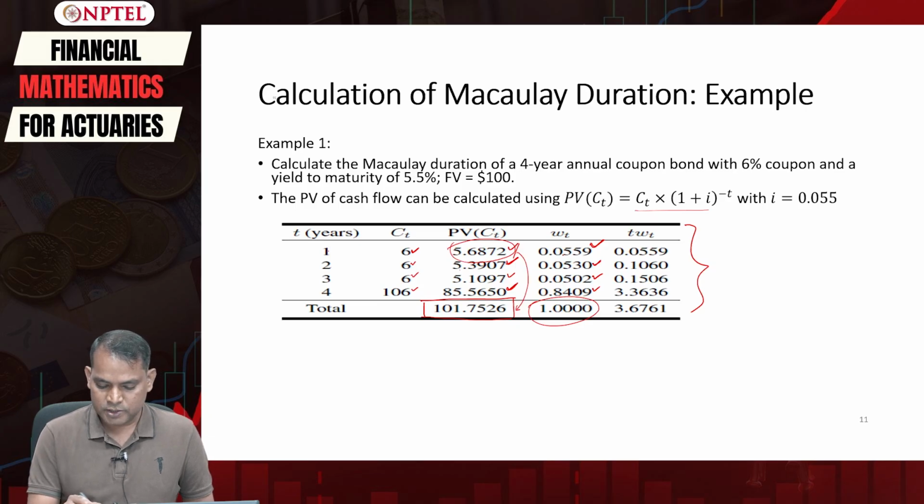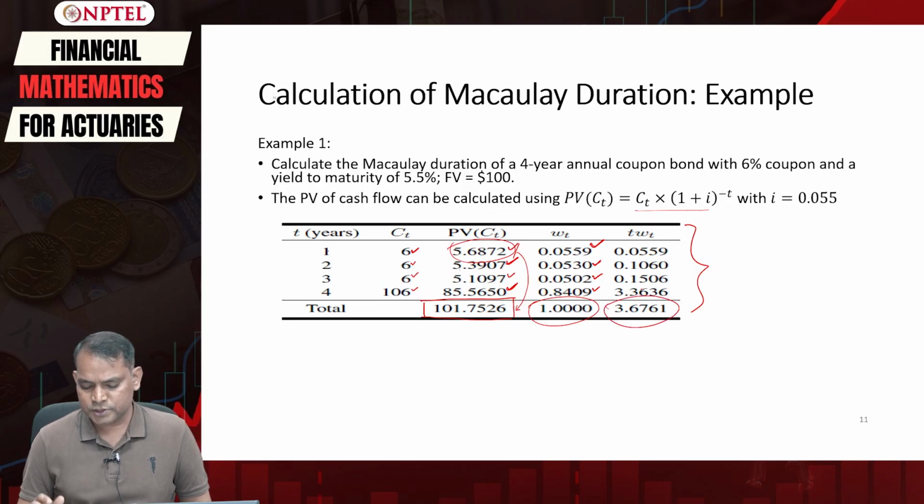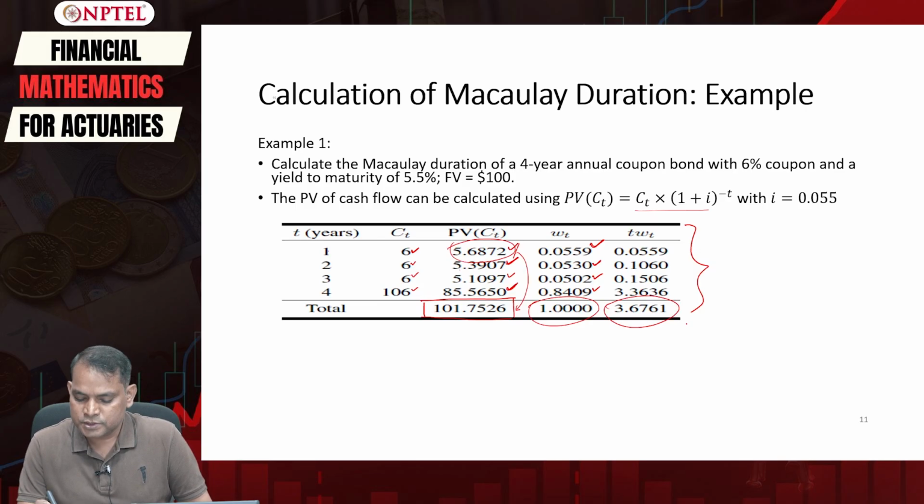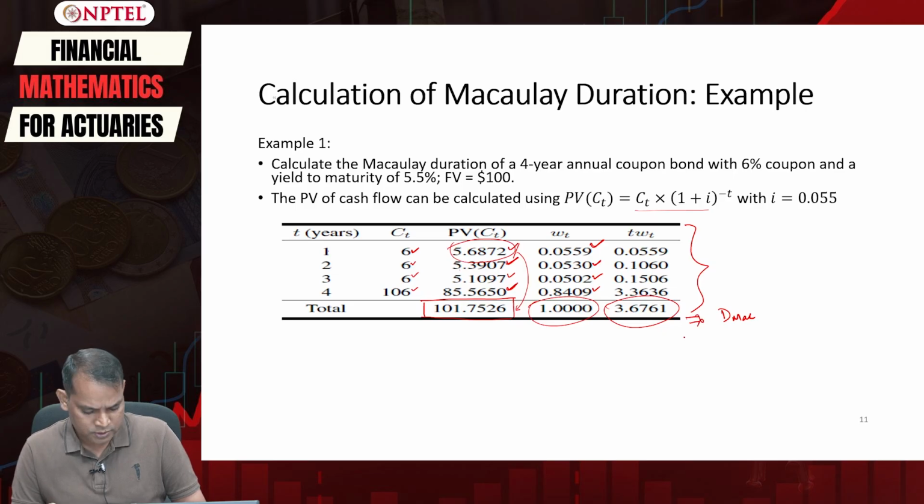So 1 multiplied by WT here is equal to 0.0559, and 2 multiplied by 0.0530 is equal to 0.1060. All the figures are rounded. Therefore you will get this figure. Now if we add these, we will have 3.6761, which is nothing but your Macaulay duration, simply called D.